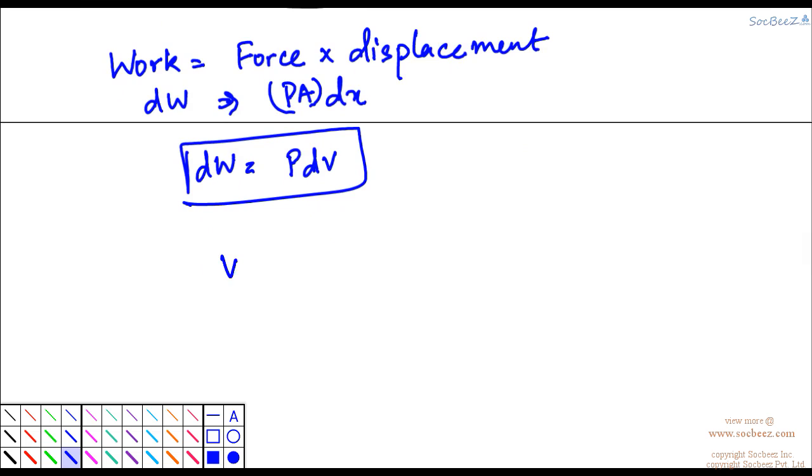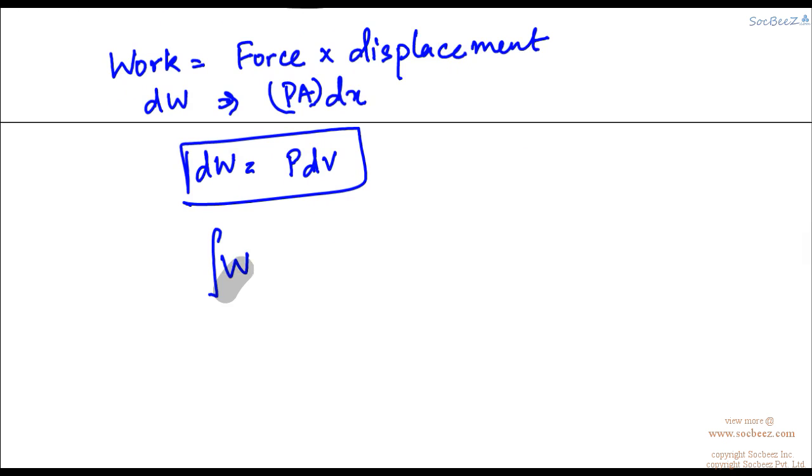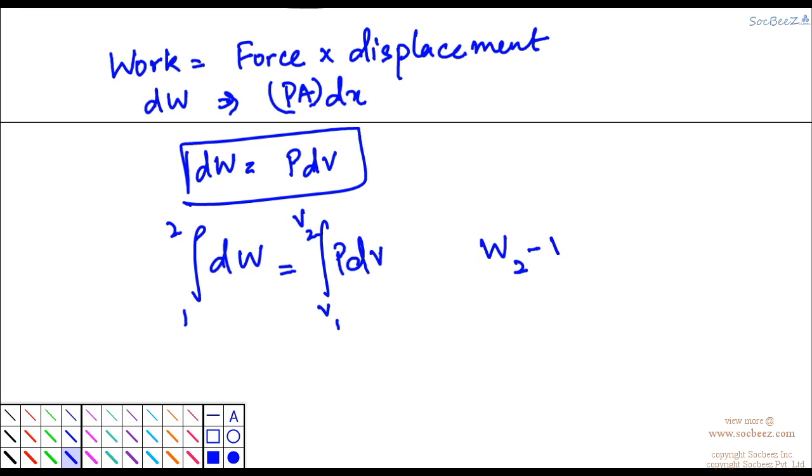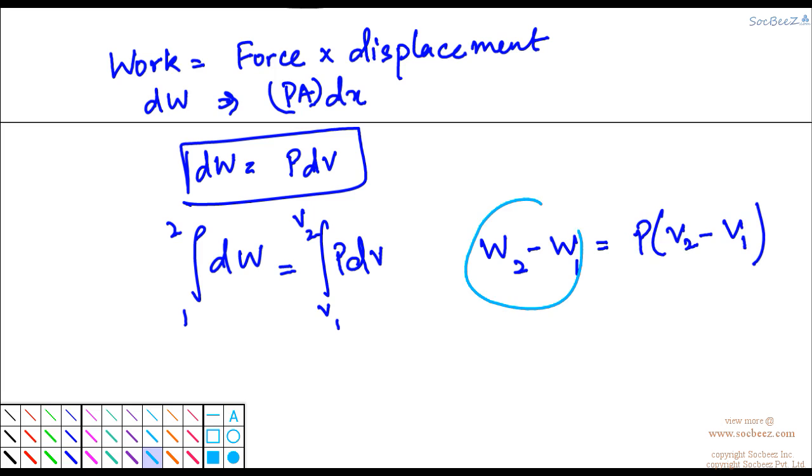If we integrate on both sides, we get the integral of dW on the left side equal to the integral of PdV from state one to state two, that is, from V1 to V2. So work in the final state minus work in the initial state is given as P into V2 minus V1. I have loosely written this term as W2 minus W1.